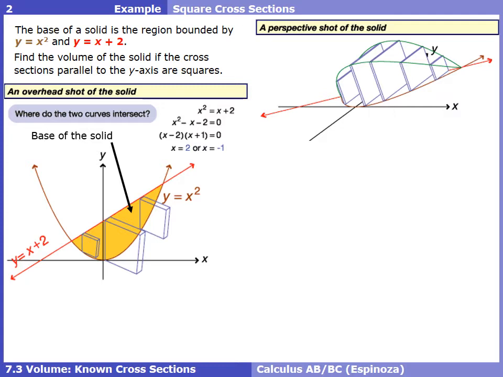Okay, one thing I kind of neglected to say earlier is the reason I know these squares go in vertically like this is they're telling us that we're finding the volume of a solid if the cross sections are parallel to the y-axis. And of course, parallel to the y-axis is another way of saying vertical. And of course, we already know that we're dealing with squares here.